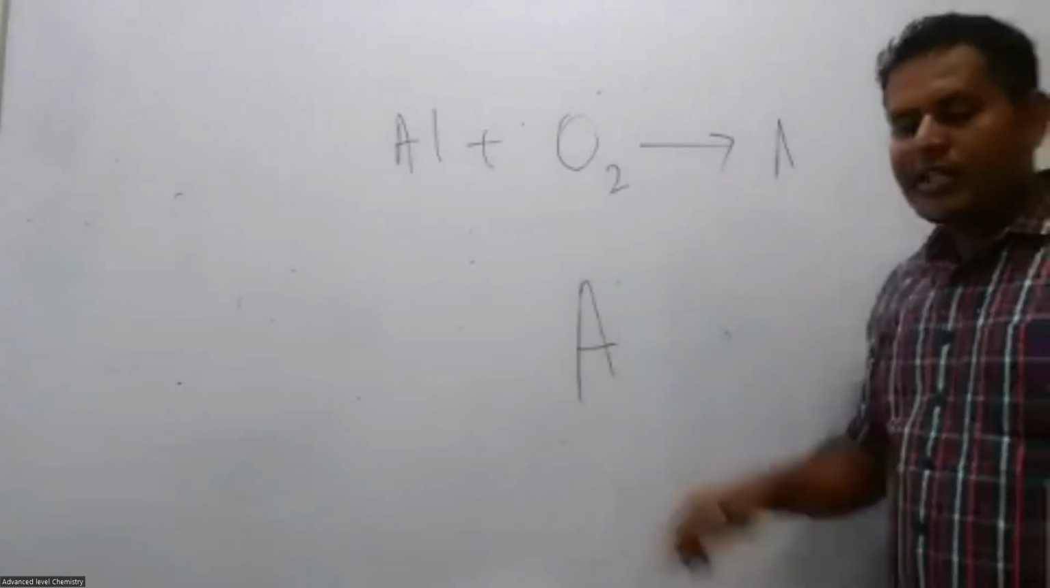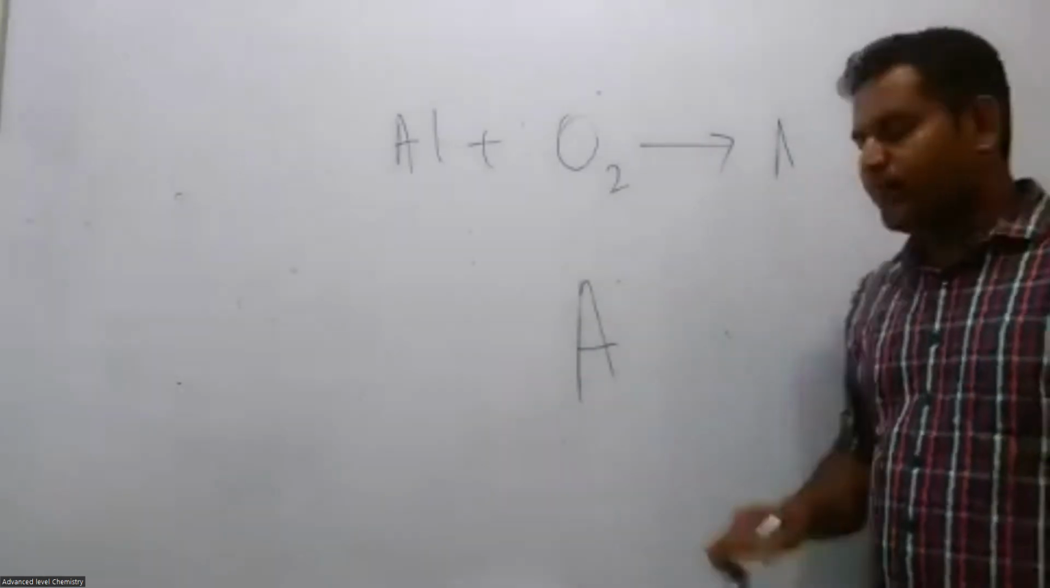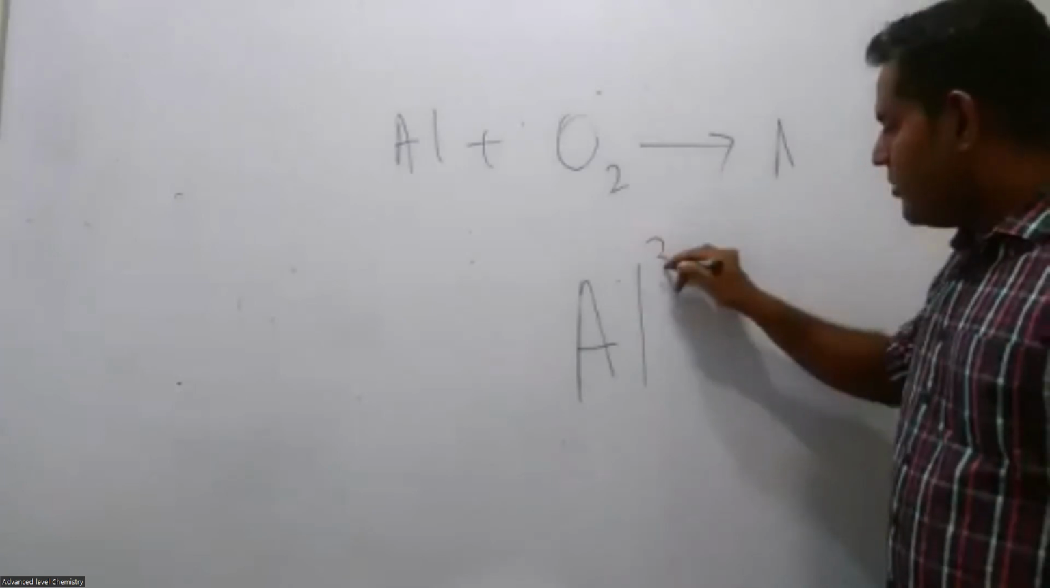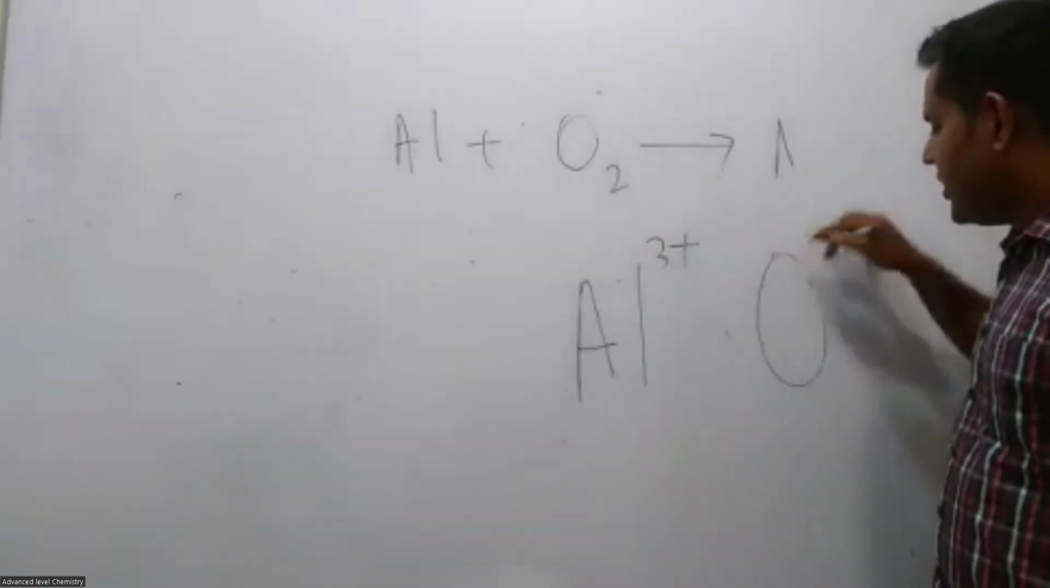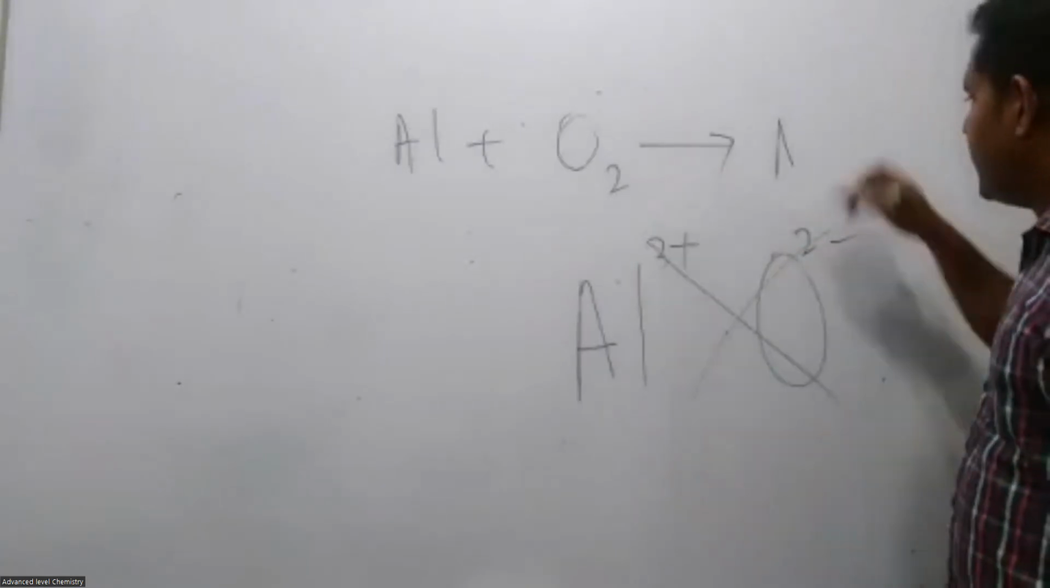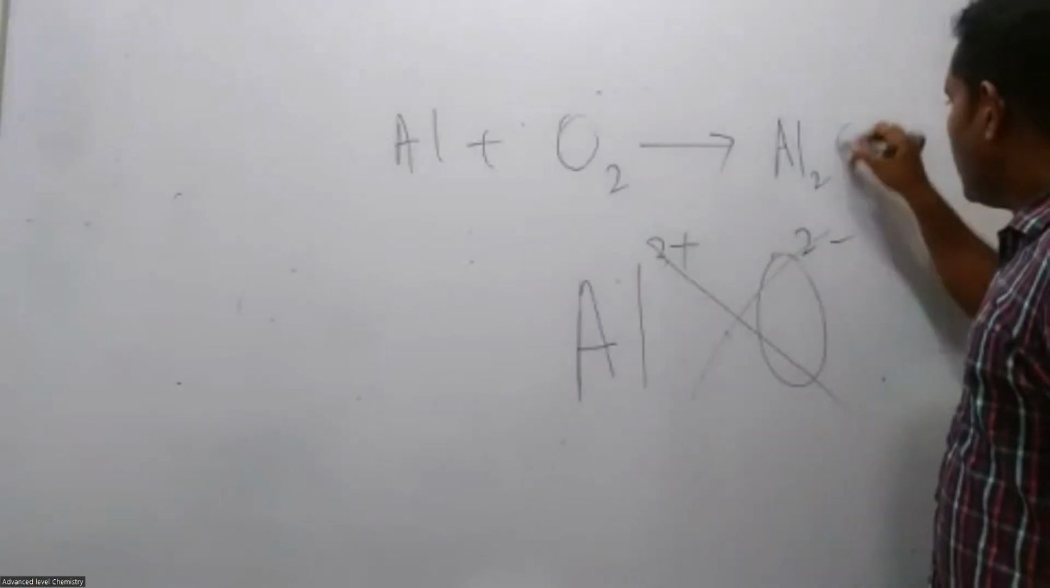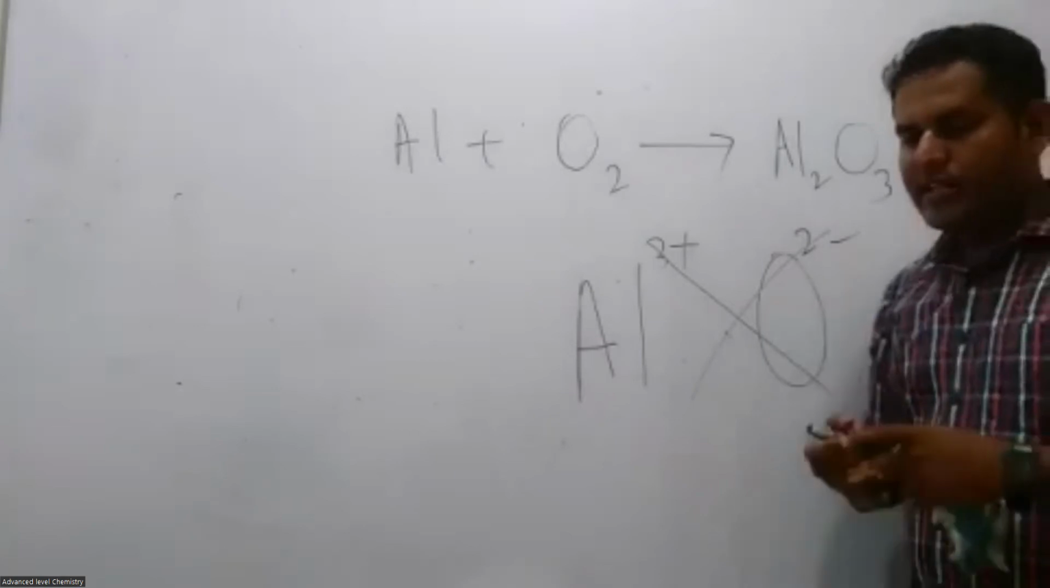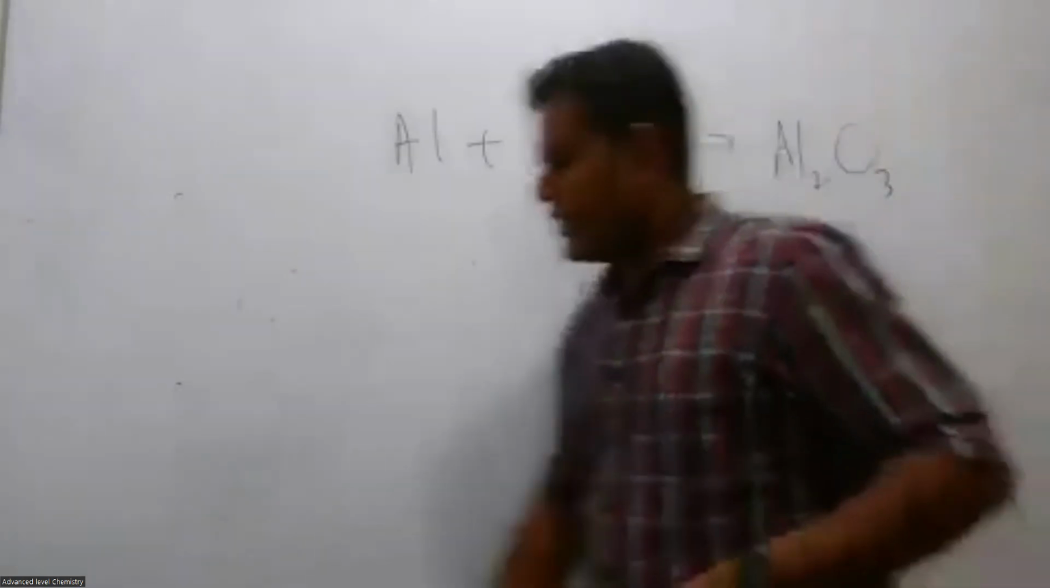Then I know the technique. Aluminium 3 plus, oxygen 2 minus. You get this 2 here and put this 3. That is Al2O3. It's simple, again. Technique.